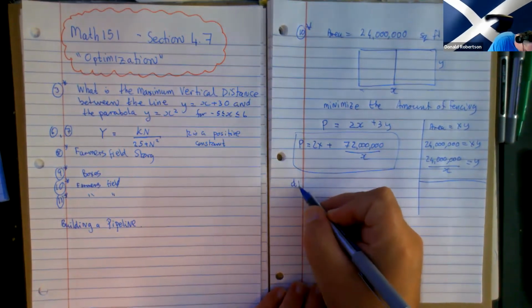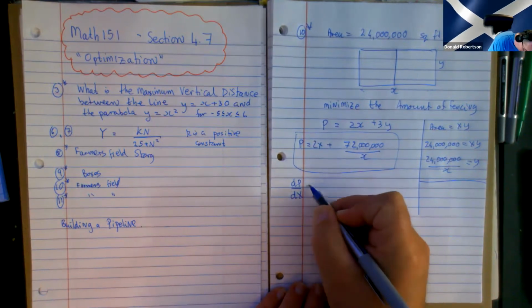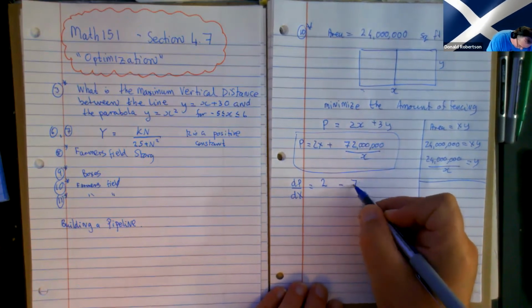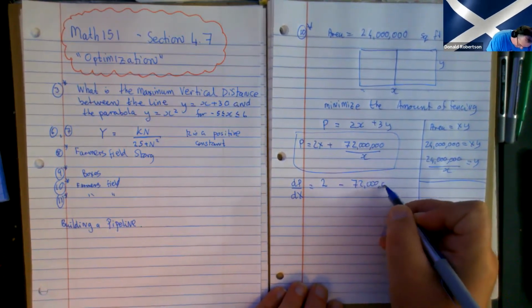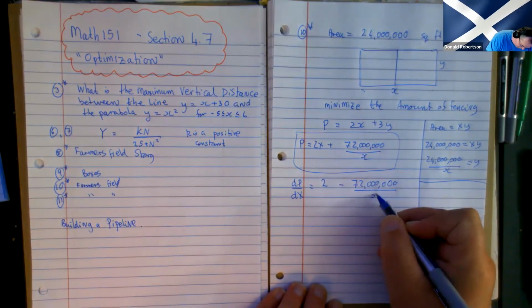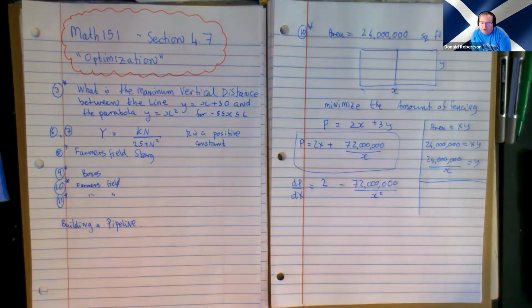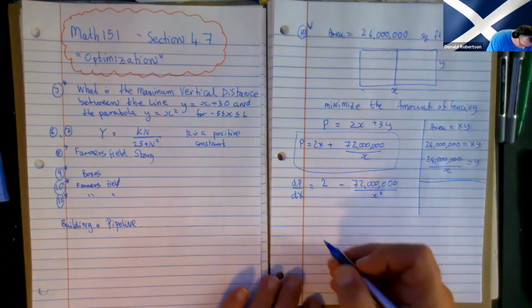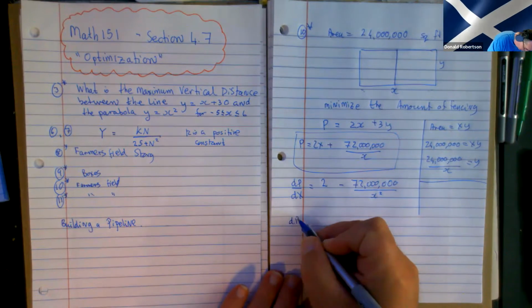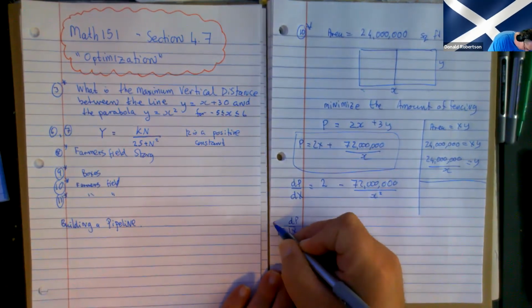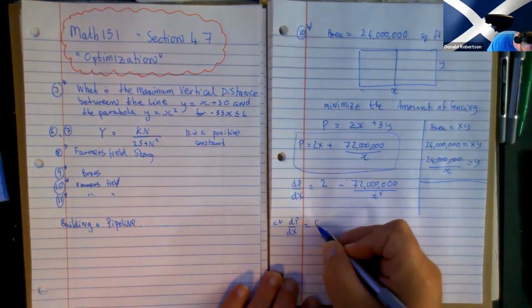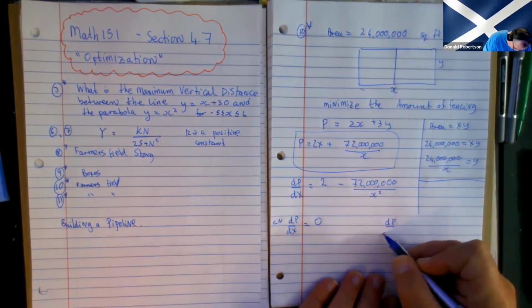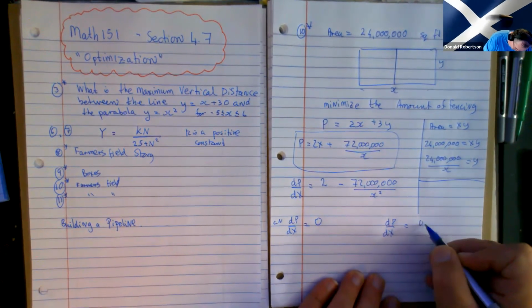We then differentiate with respect to X. And this guy's 2. And this guy is negative 72 million over X squared. And you just check that out. Call that X to the -1 and do the power rule. You'll get this. So we are looking for critical numbers now. That's when the derivative is 0, and when the derivative is undefined.